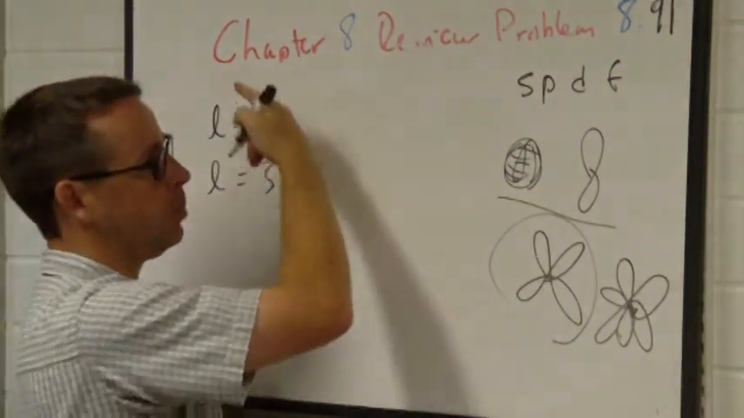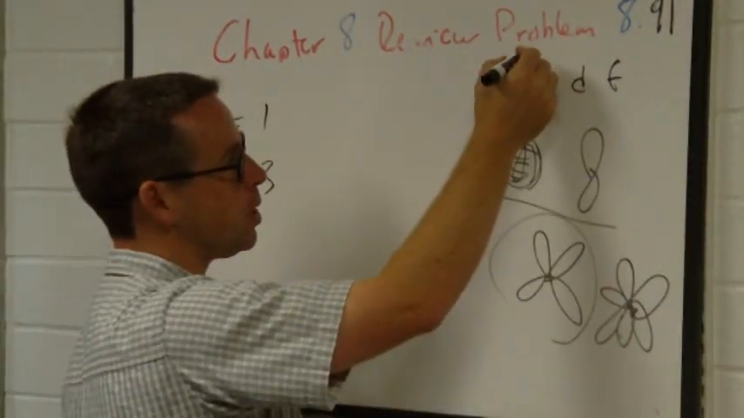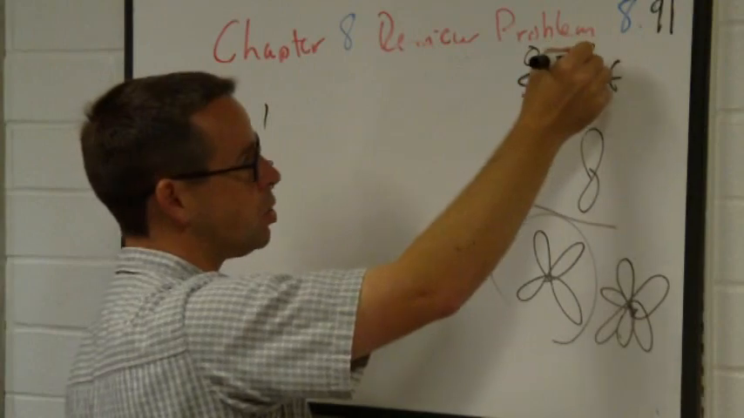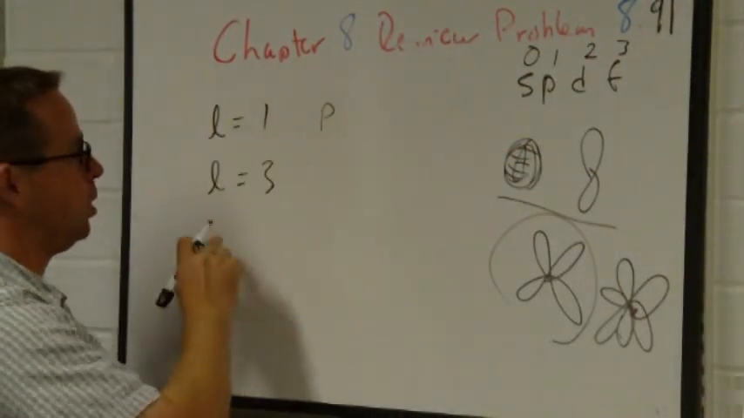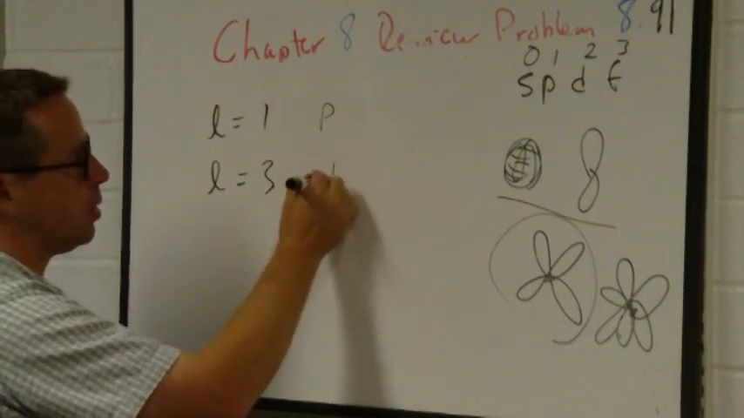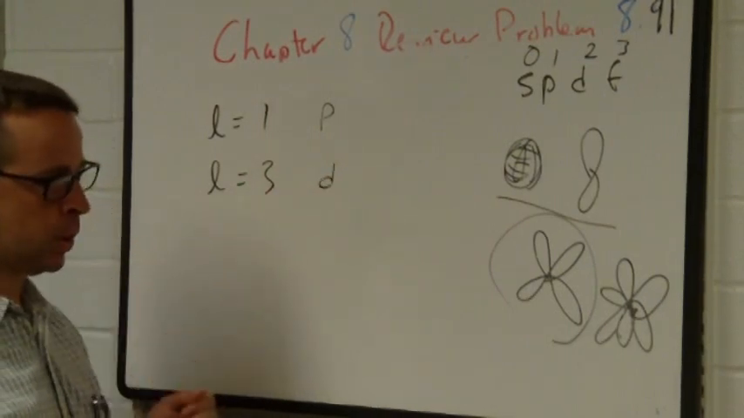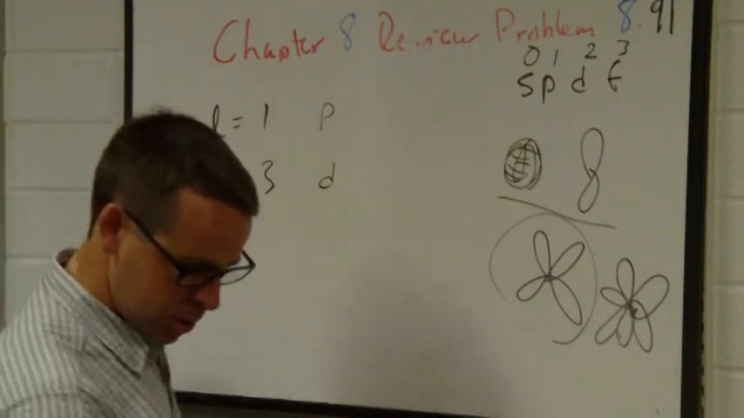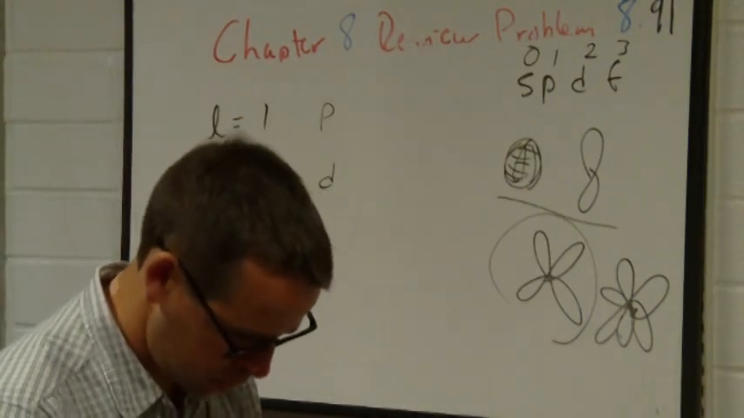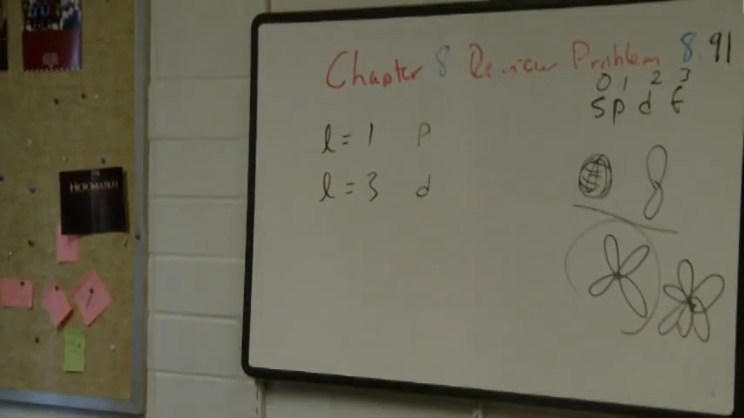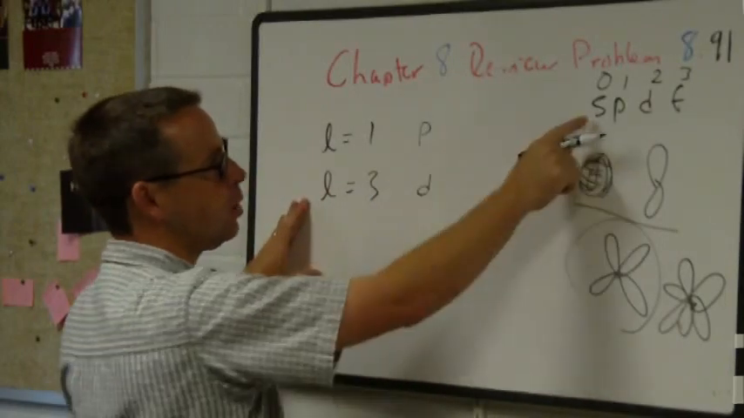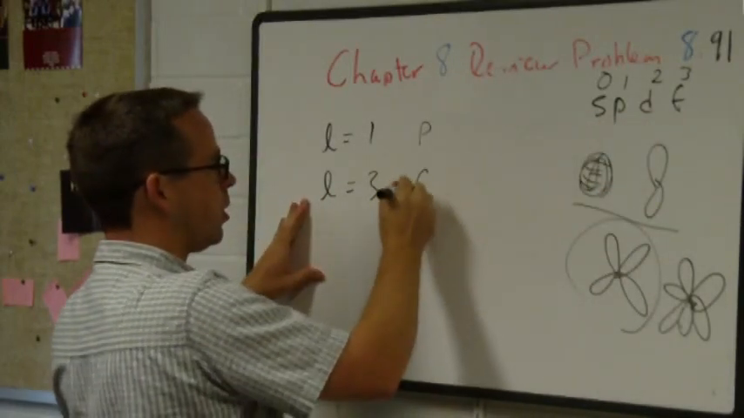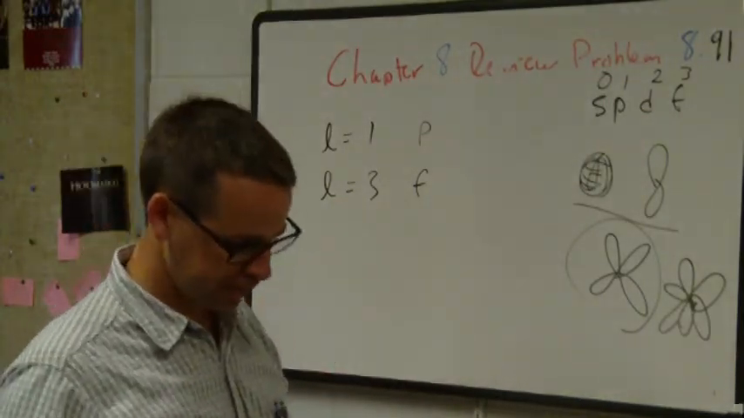The L quantum number. And the L quantum numbers that they correspond to are 0, 1, 2, and 3. So L equals 1, that's the p orbital. L equals 2, that's the d orbital. All right, so L equals 1 is our p. L equals 2 is our D, and L equals 3 is our F orbital. Okay?